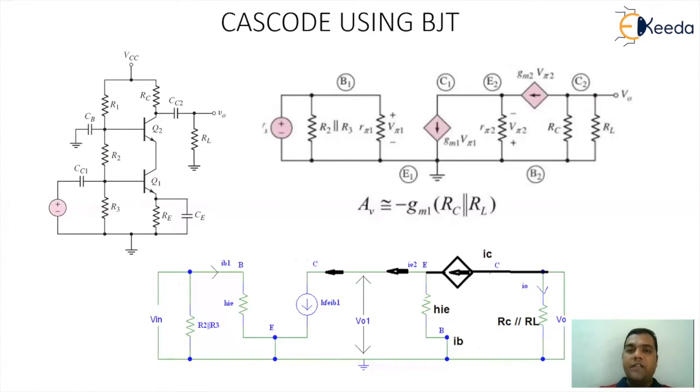At the output end of the first transistor, that is the collector 1, you can see the current source gm Vpi1, and the collector of the first transistor is connected to the emitter of the second, and the base of the second transistor is connected to ground. If you observe rpi2, it will be present between the base and the emitter, but the voltage polarity of Vpi2 is top point minus and the bottom point as plus. Between the collector and the emitter, we have the current source representing gm2 Vpi2. At the output end of the collector, we are having RC as well as RL.